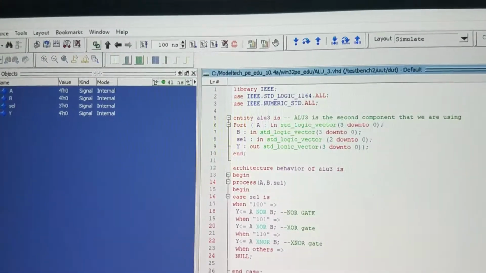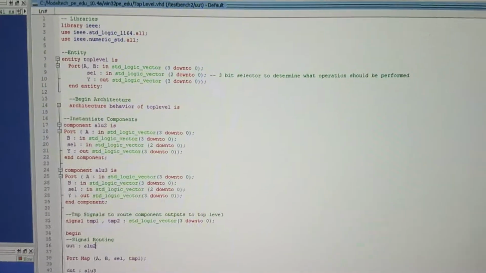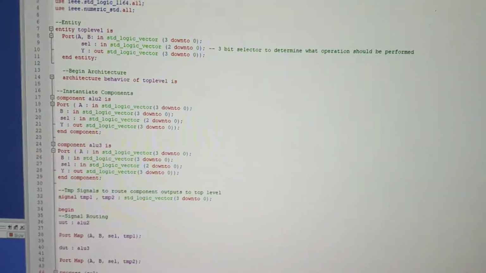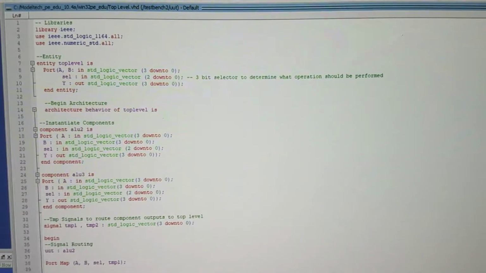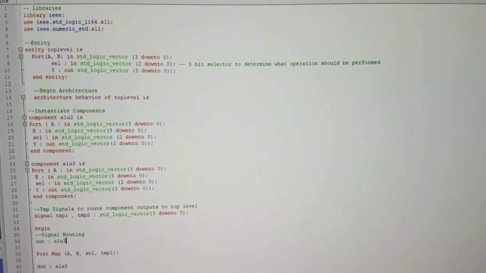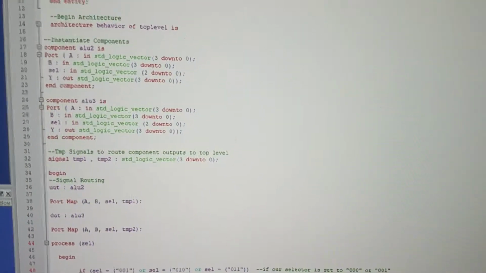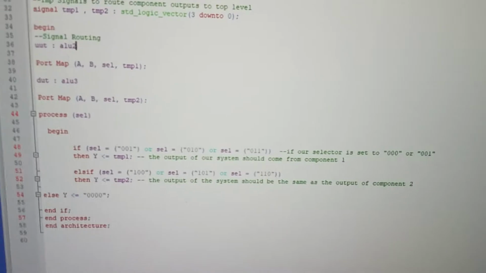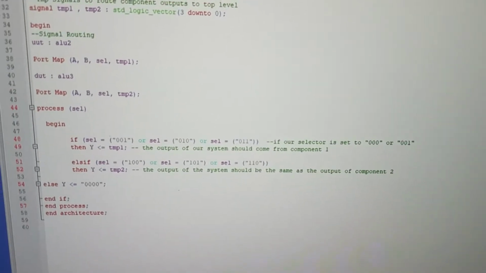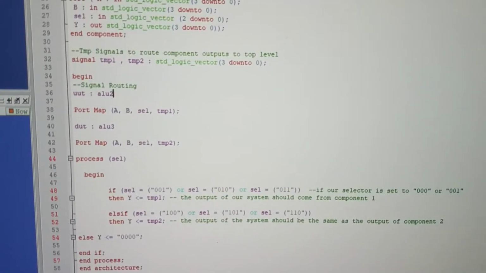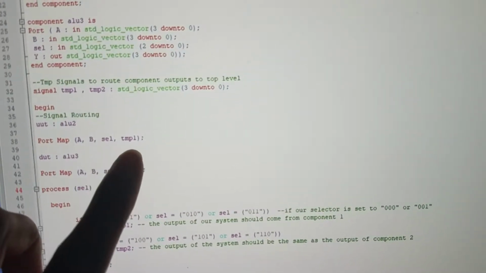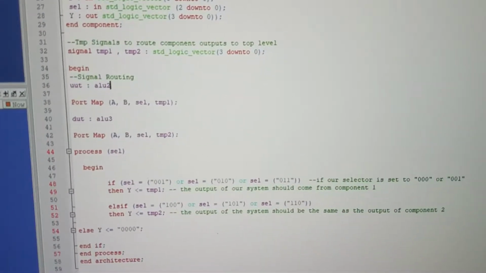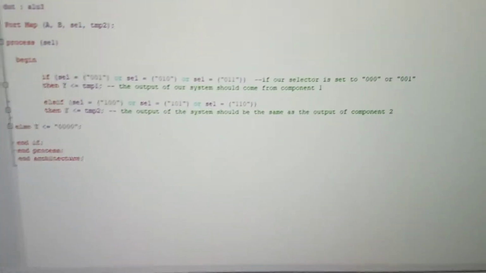So moving on to our top level, here we instantiate our components. So we have our entity up top, 4-bit inputs, again, 3-bit selector and a 4-bit output, and instantiate components, which we just went over. And our signal routing, so we're routing our A, B, select, and temp1 respectively. So that's our 2 inputs, our selector and our output. Then same for our second ALU, or our second component.